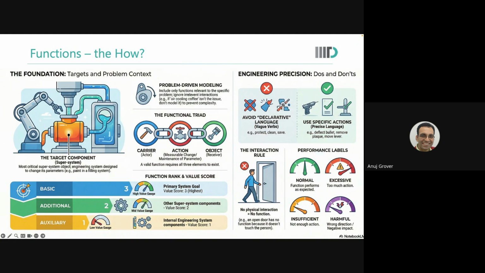Water cannot be the target. Water is still a supersystem resource that is getting wasted, and you have to somehow zero the wastage. It's a harmful function that is happening on a supersystem component. So our target would be to clean the dust.